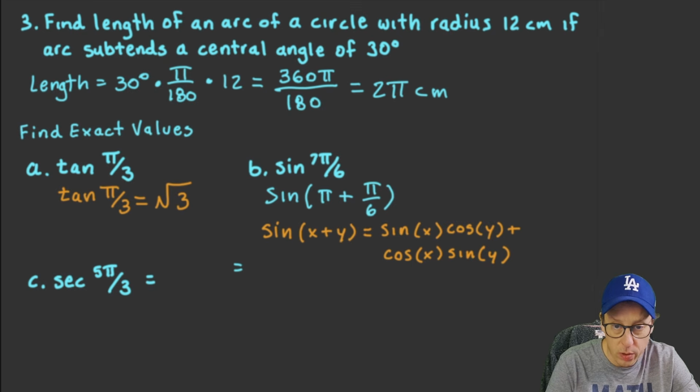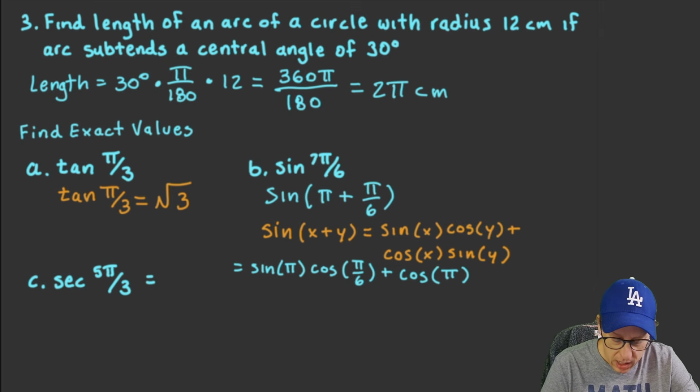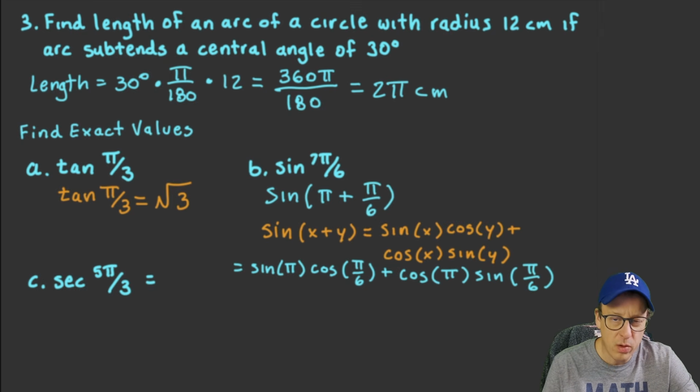So let's fit this in here. This is going to be equal to sine of pi times the cosine of pi over 6. So we're just plugging the values in that we know. Plus cosine of pi and the sine of pi over 6. And the cosine of pi is equal to -1. The sine of pi is equal to 0.